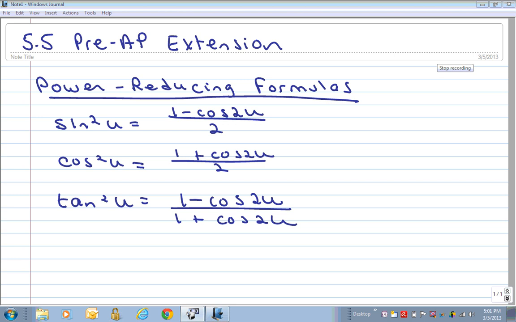These are three sets of formulas that are not on our typical identity page, but we do use them in Pre-AP, and they are also used in calculus. So I do want to expose you to them, an example of each, an example for you to work, and I think that you will see something on your test.